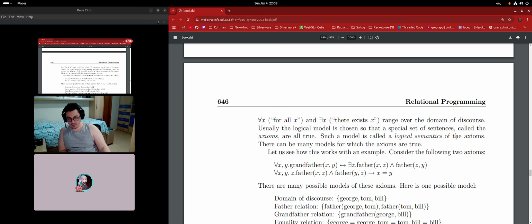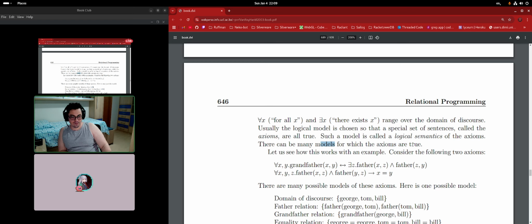Of course, usually the logical model is chosen so that a special set of sentences called axioms are all true. Such a model is called a logical semantics of the axioms. There can be many models for which the axioms are true. So the model is essentially an example that makes the set of axioms true.